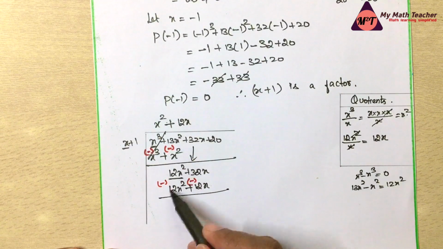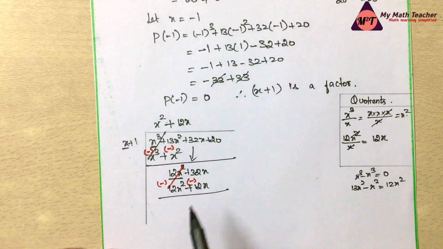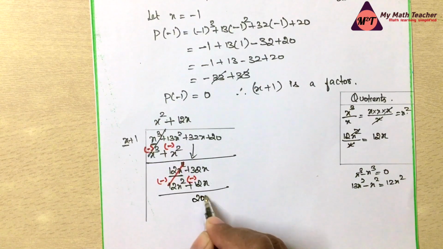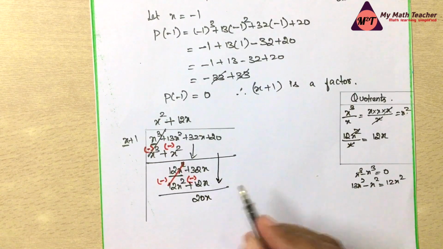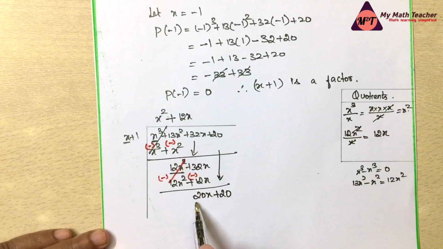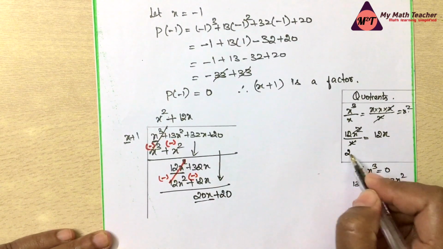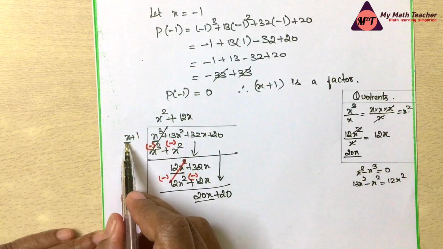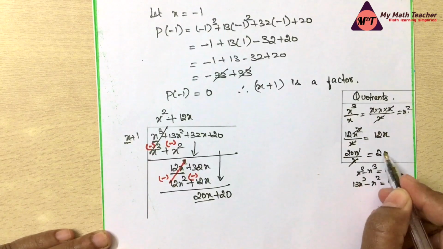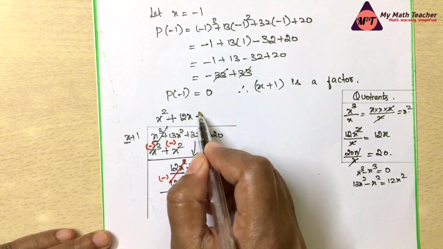12x square minus 12x square, it is 0. Now 32x minus 12x, it is 20x. Now the last term will be here, which is plus 20. Now finally we'll consider the first term, 20x divided by the first term, which is x. Cancel this, it will be 20. Now this is what we are going to apply in the quotient.